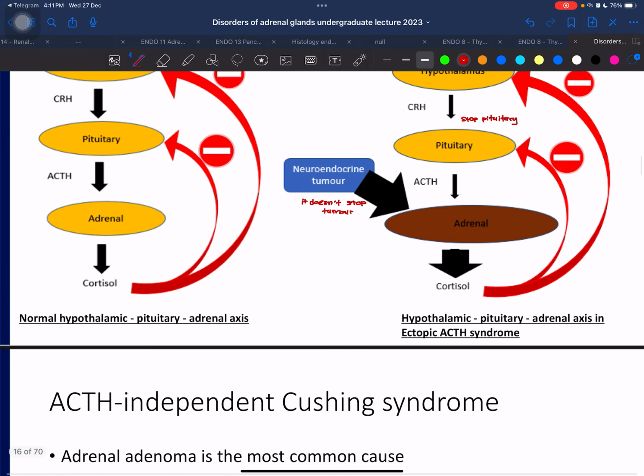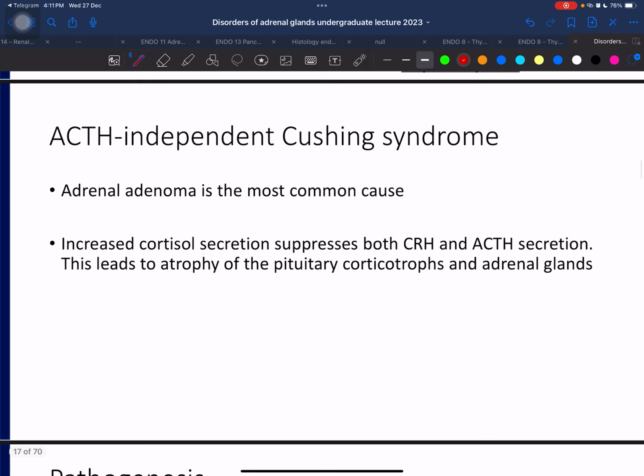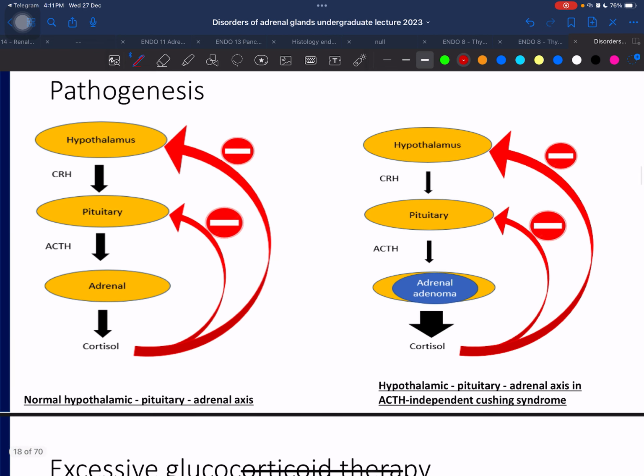ACTH independent Cushing syndrome, meaning it has nothing to do with ACTH. The most common cause is adrenal adenoma. Increased cortisol secretion suppresses both CRH and ACTH secretion. This leads to atrophy of the pituitary and adrenal gland. You have your adrenal adenoma over here. It produces a high amount of cortisol, nothing to do with the ACTH. The tumor here just produces cortisol. You have negative feedback, but it does not affect the production of cortisol. Sorry, I'm having a bit of URTI today.